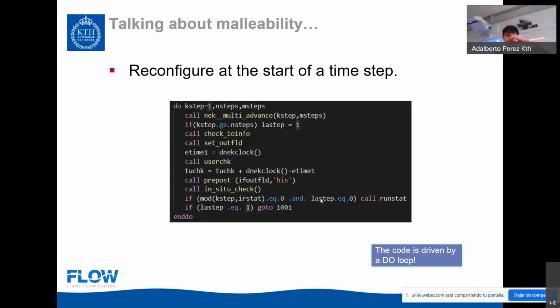Because as I mentioned before, NEK5000 is very cyclic. We are always doing more or less the same operations. And if you go into the NEK code and look at the core, you will see that NEK5000 is driven by a do loop. Right? So it's just cycles from the first time step to the last time step, repeating this. So I think that in this sense, it is very safe to assume that the beginning of the time step would be a good place to spawn processes and to reconfigure and all this.